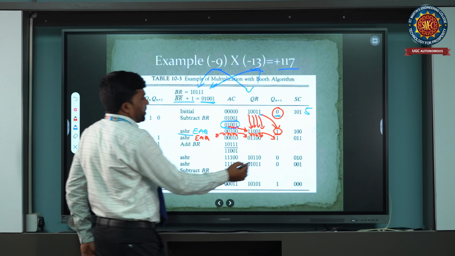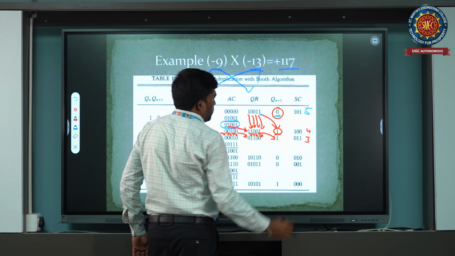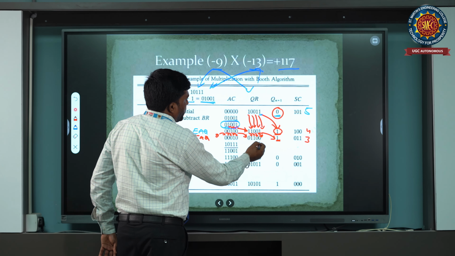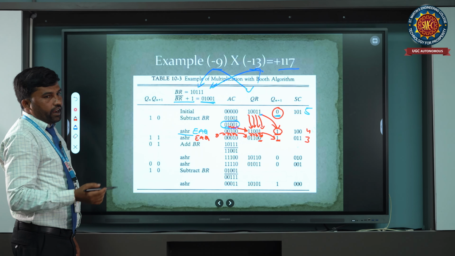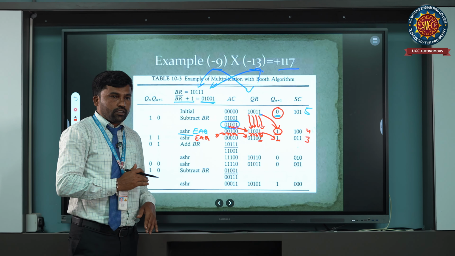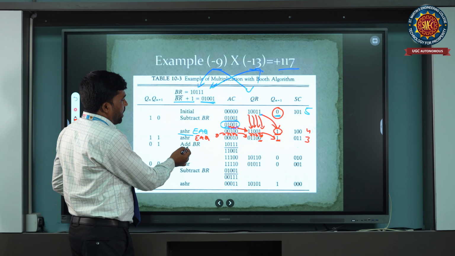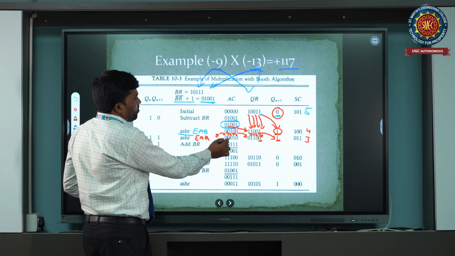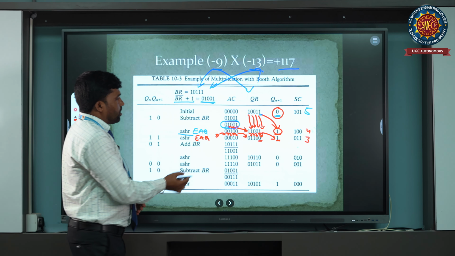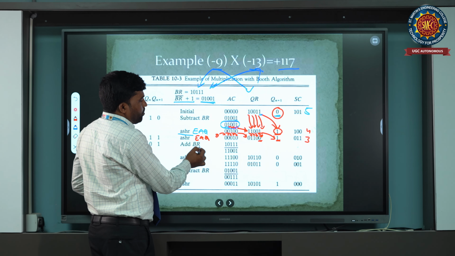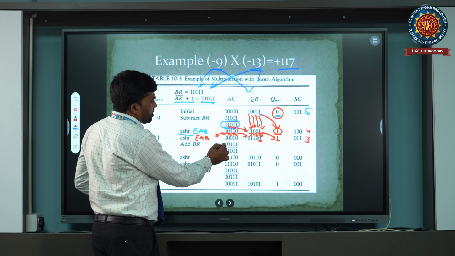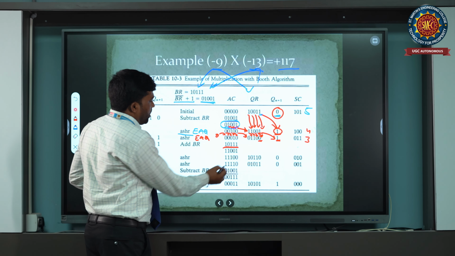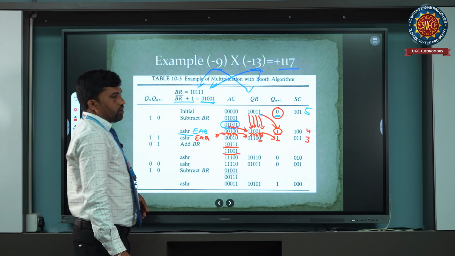Next we come to sequence counter 3, and this is sequence counter 4. Here Qn plus 1 is 1, and Qn is 0. So 0 1 means we can add BR data to the accumulator data. What is the accumulator data? It is 00010, so we add B data 10111 to this accumulator, and we will get some product.